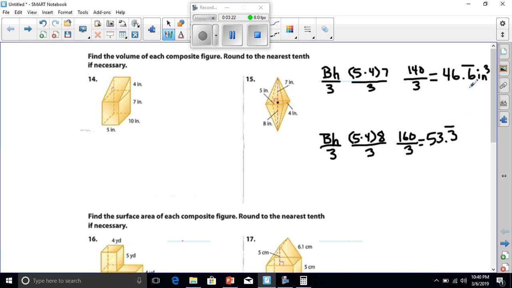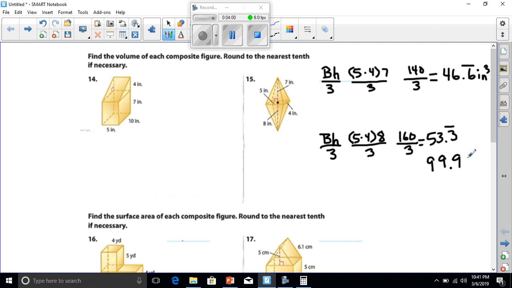Now we have to add these two together. Well, if I add them together, 6 and 3 make 9. Remember, this is to the nearest tenth. I got 6 plus 3, which is also going to be 9. And 5 plus 4, which is 9.